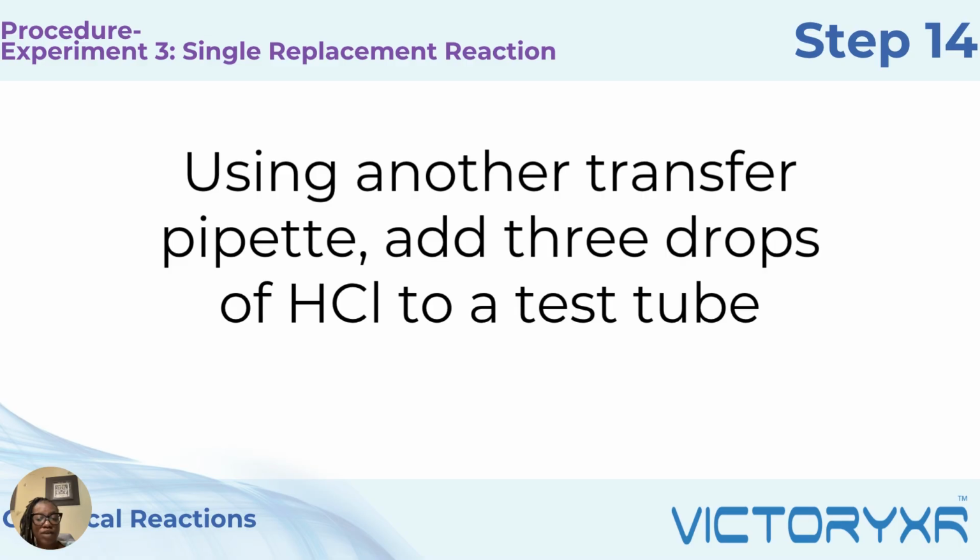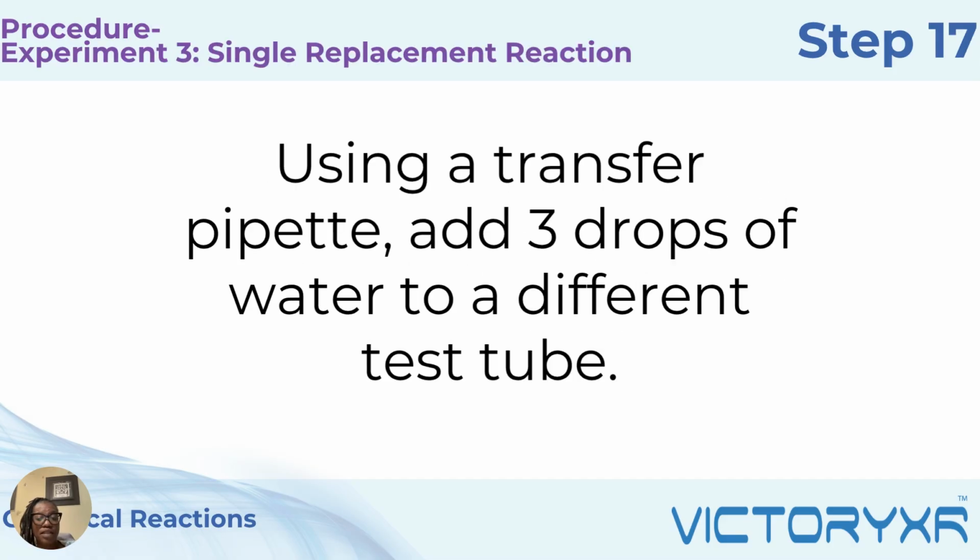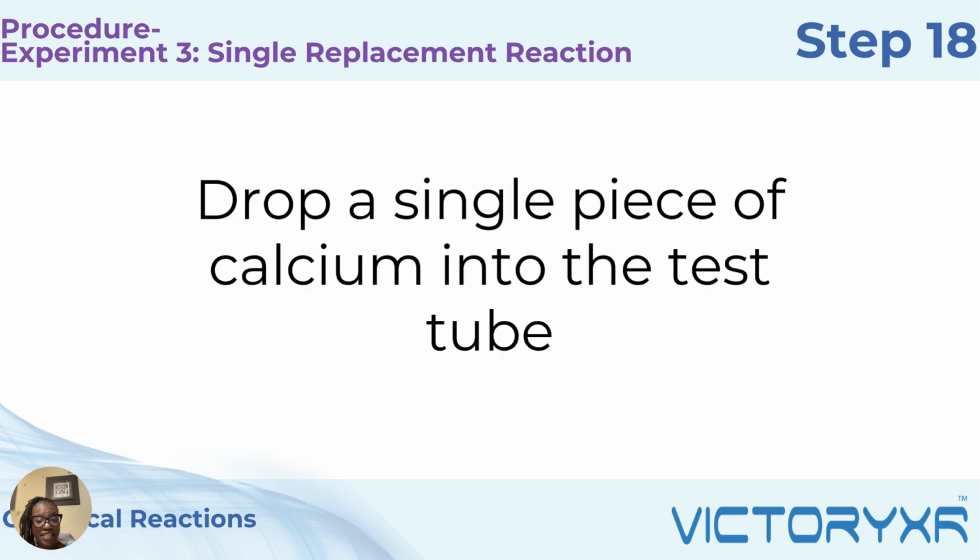So you'll use another transfer pipette and add 3 drops of hydrochloric acid to a test tube. You'll drop a magnesium strip into that test tube, and you'll watch as the strip dissolves and bubbles form. Using a transfer pipette, you'll add 3 drops of water to a different test tube. So these are 3 different reactions.